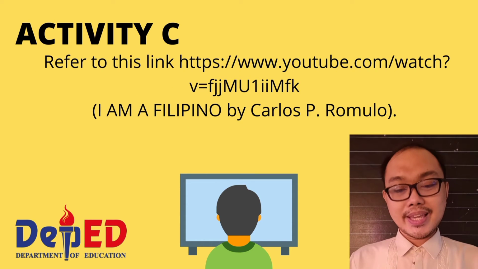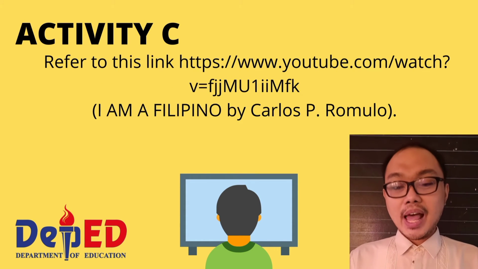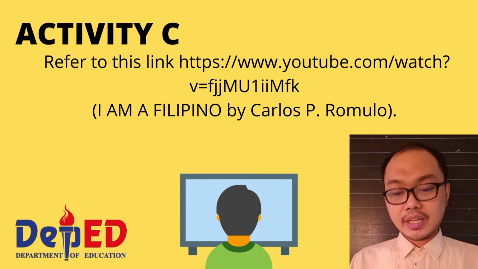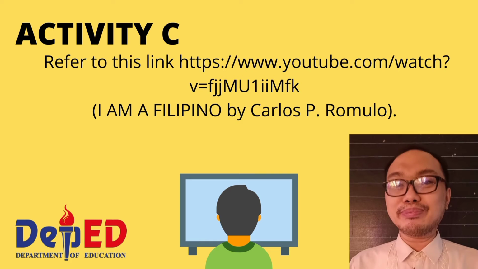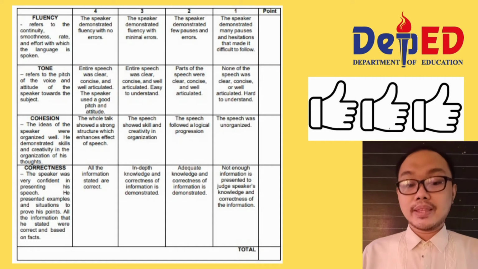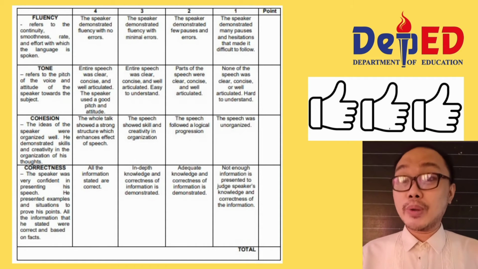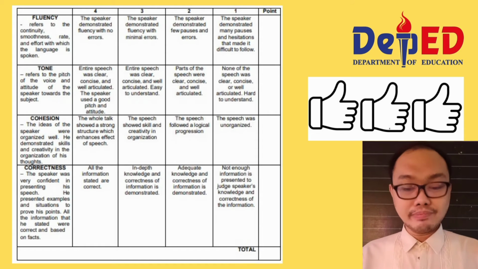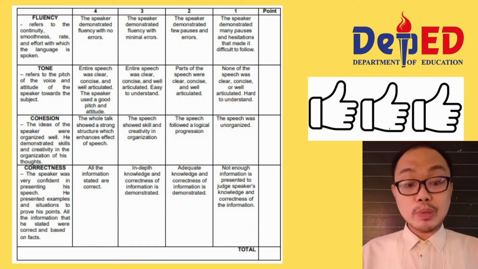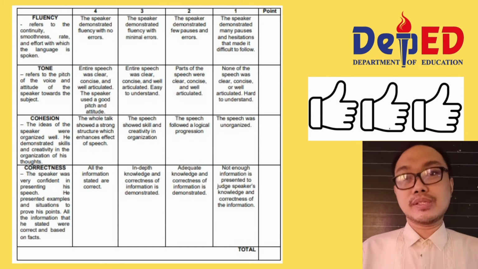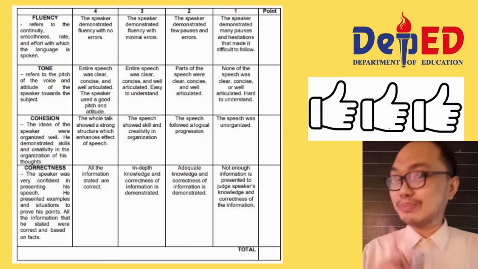In the third activity, Activity C, refer to this link. I Am a Filipino by Carlos P. Romulo. Evaluate the speaker using the rubric presented. Then, inside the thumbs up icon, list the good points of the talk. I will be giving you 3 minutes to do it. Let's go!